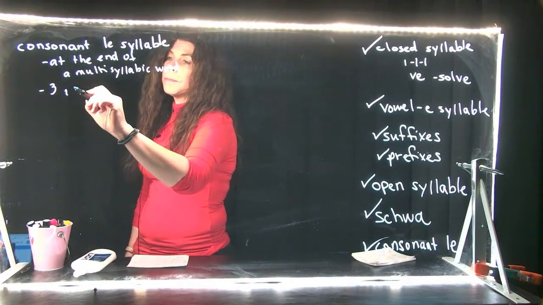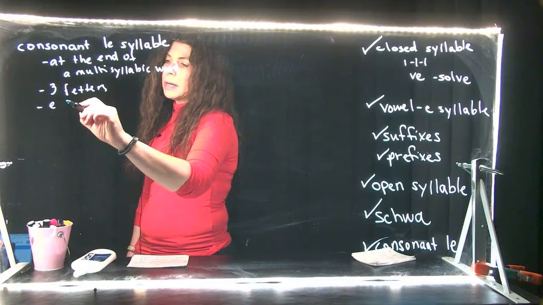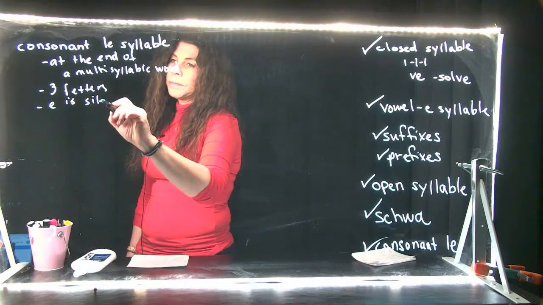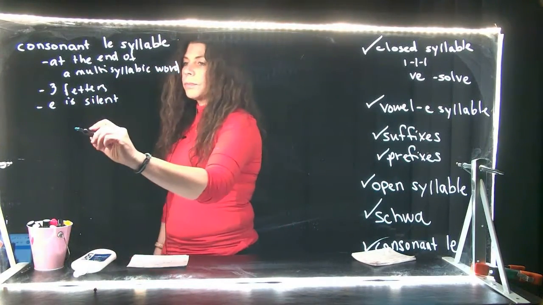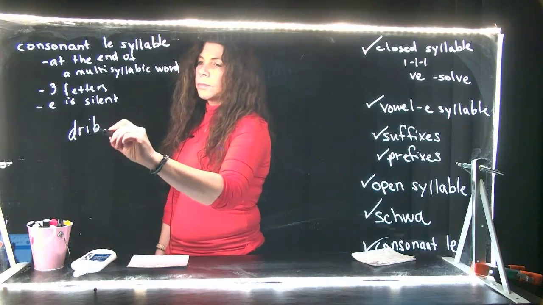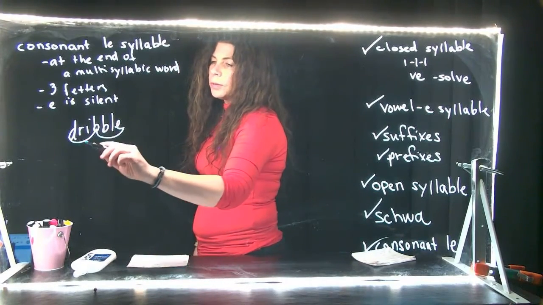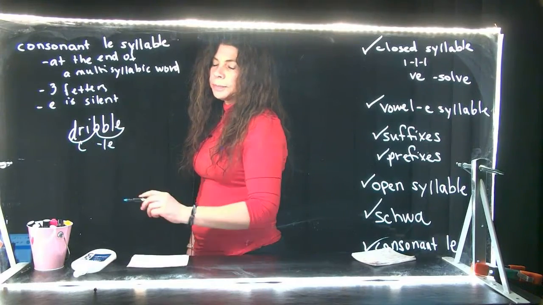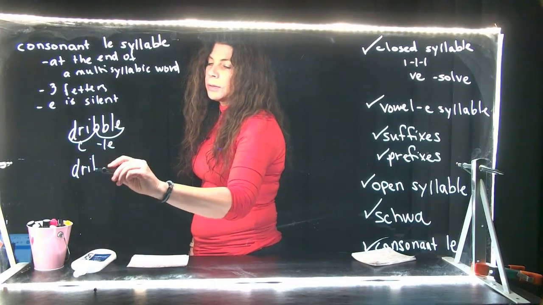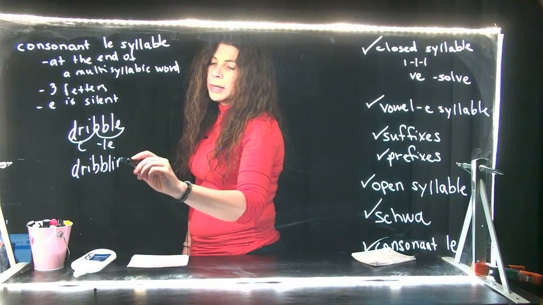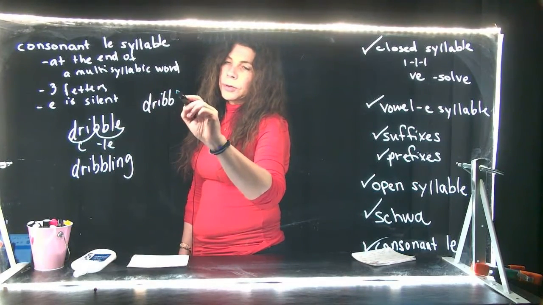Three letters. Dribble. Close. That's definitely your dribbling. Dribbling, you drop that E. He dribbles. You're adding the S.